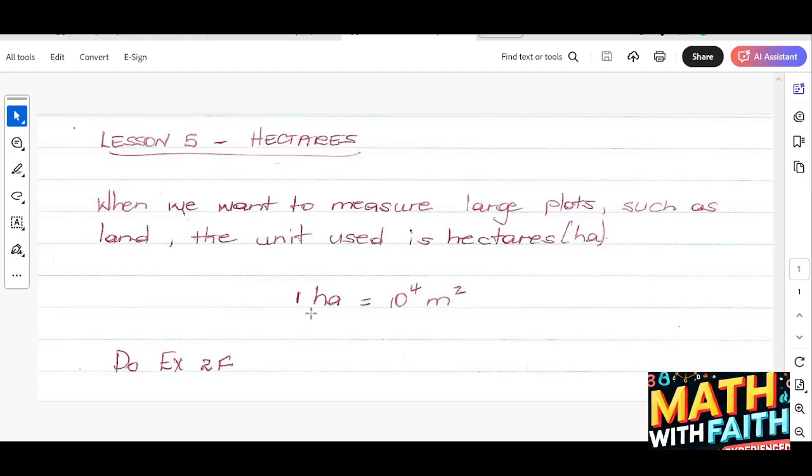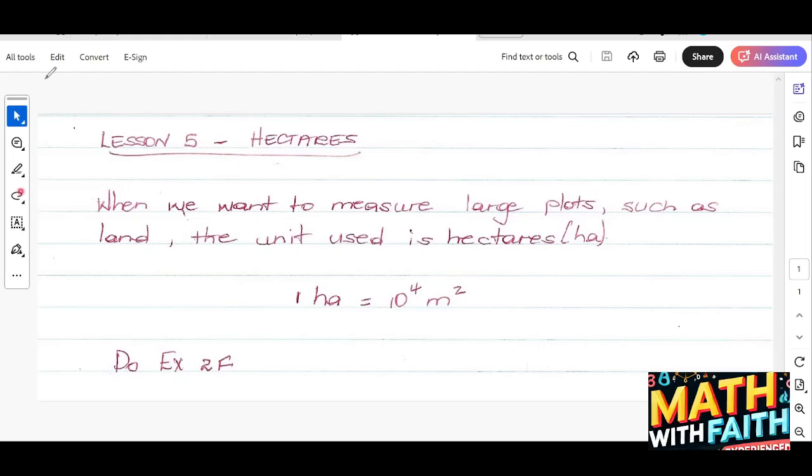And 1 hectare is 10 to the power 4 meters squared. So we would have done standard form already. So we know 1 by 10 to the 4 is 1 with 4 zeros after it, right? So that's like 10,000 meters squared. So every 10,000 meters squared is 1 hectare, right? So you could convert hectares into meters squared. So let's look at one way in which we could do that.